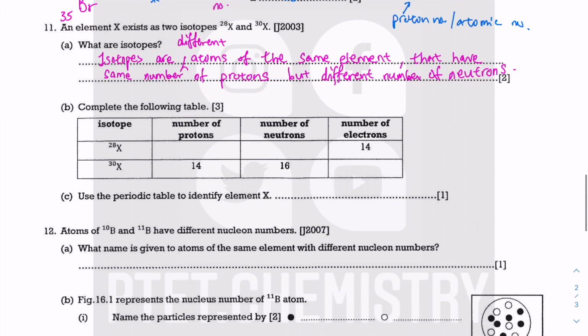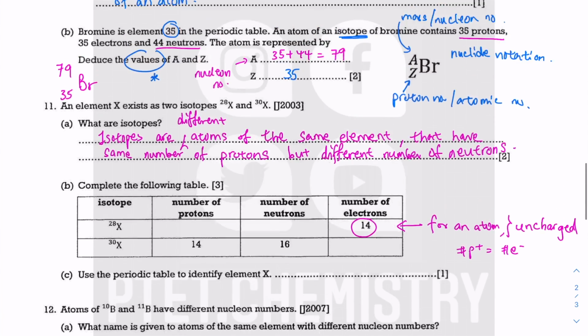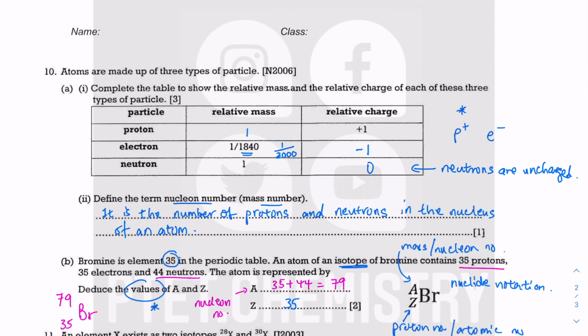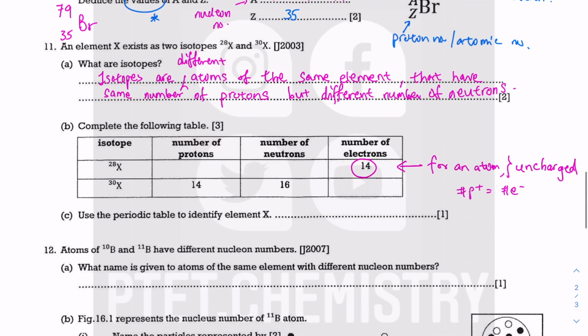Alright. Next bit, you have isotope X. This is 28. This is 30. The number of protons has not been told to you, but you are given the number of electrons. For an atom, the number of protons must be equal to the number of electrons, because atoms do not have overall charge. So the charges of proton and electron must cancel out. As you know from whatever the syllabus says, candidates should be able to state each of these things. So 14 electrons would mean you have 14 protons as well.